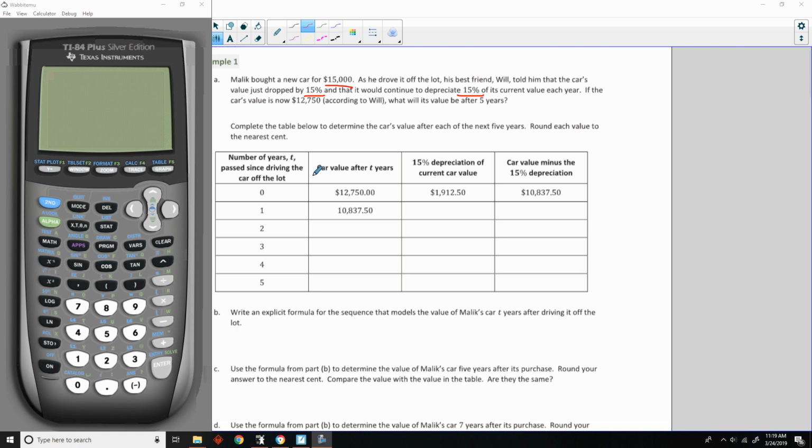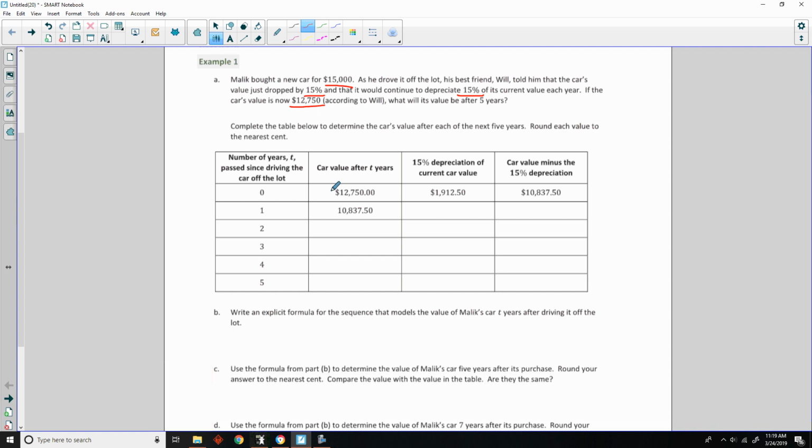Okay, so for starters, I'm not going to take Will's word for it. I'm going to take $15,000 and multiply it by 15%, or subtract 15%, so it's going to be worth 0.85. If he's right, then it's $12,750. So there you have it. He is correct. It is $12,750 as soon as he drove it off the lot. It dropped 15% to $12,750.